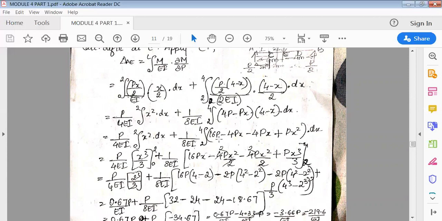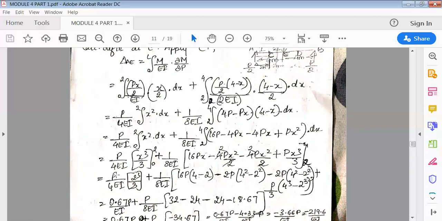Multiply these two brackets. Okay, so again solve this. Now the important thing here is multiplication. So this is 16P minus 4Px. You multiply this, minus 4Px plus Px square. You can add this, so it becomes 16P, both are same, minus 8Px plus Px square, or you can do it like this. Next step, you can just substitute the values here.